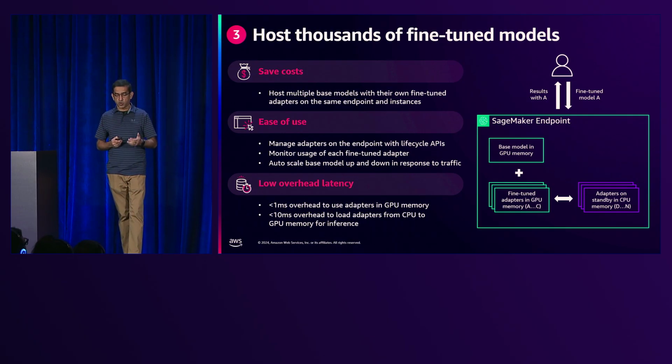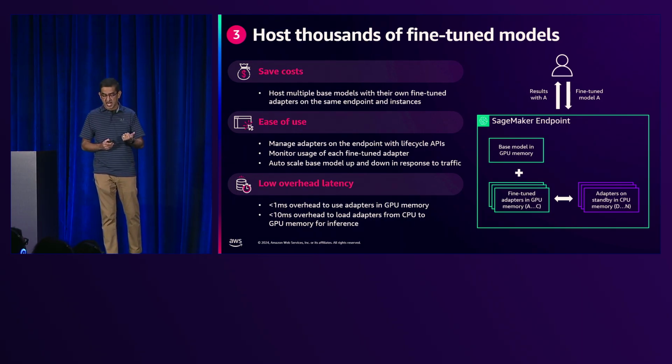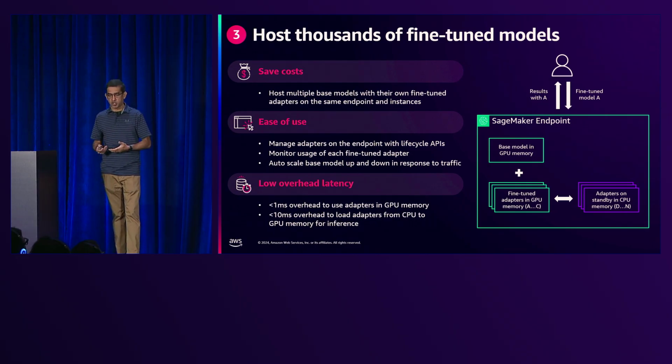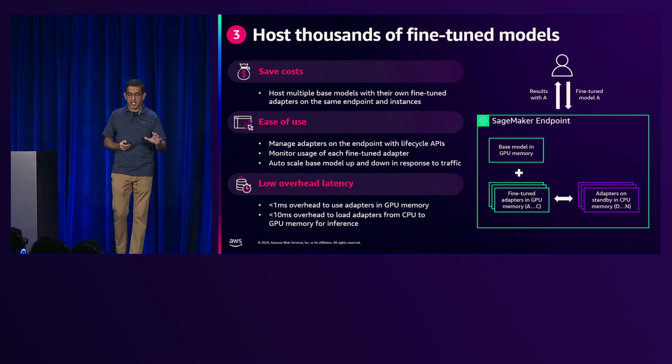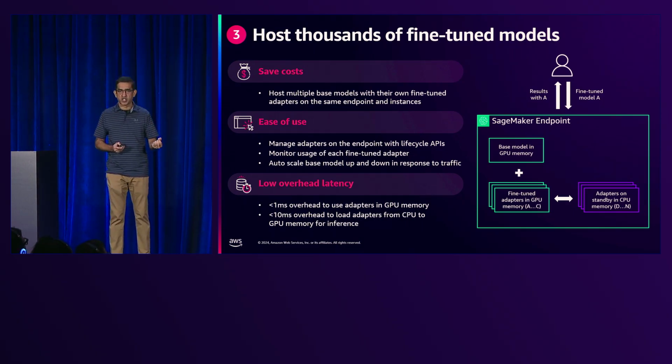SageMaker now offers you a cost-saving feature that allows you to host the base model and all the fine-tuned flavors onto the same endpoint and on the same instance. So this easy-to-use feature includes lifecycle management APIs for the adapters, usage monitoring for each adapter, and auto-scaling of the base model in response to traffic. This innovation significantly enhances the flexibility and cost effectiveness of deploying customized AI models at scale.